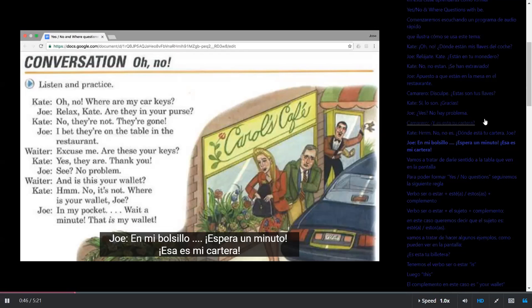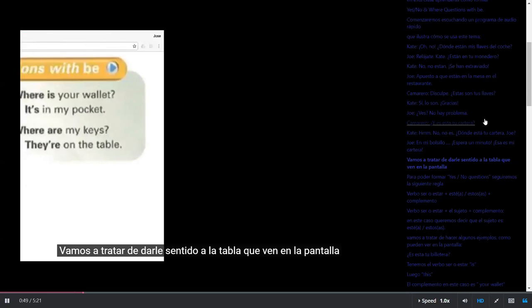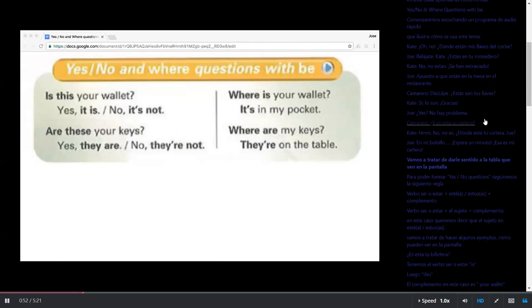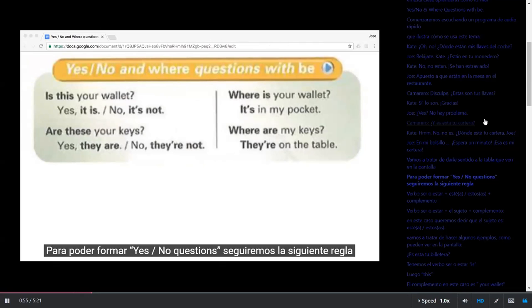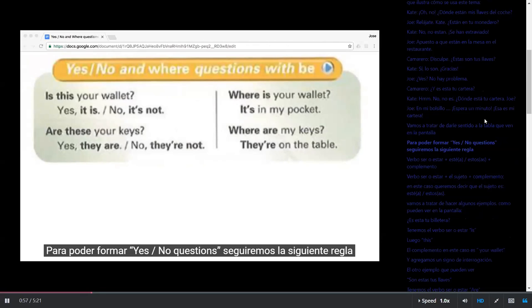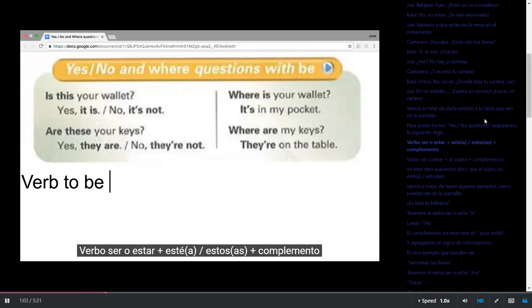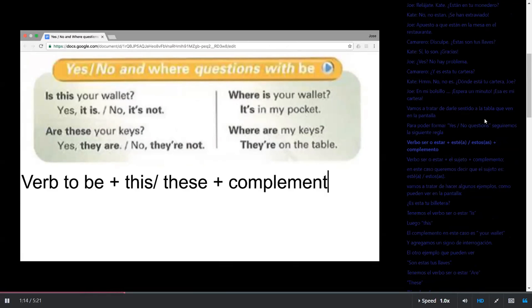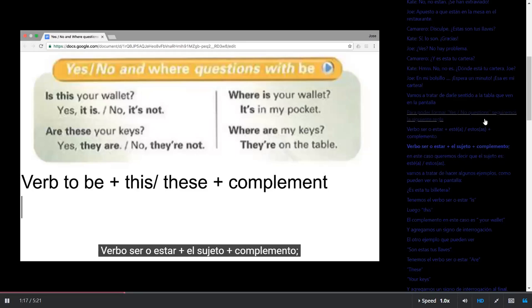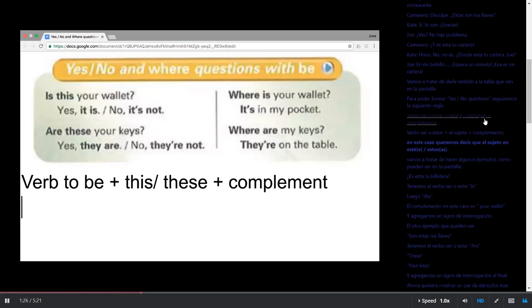Let's try to make sense of the chart that you see on the screen. In order to form yes or no questions, we're going to follow the next formula. Verb to be plus this, or in this case could be these, plus some kind of complement. So verb to be plus subject plus complement. In this case, we want to say that the subject is this or these.